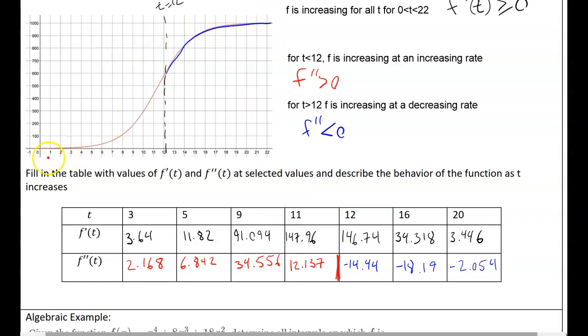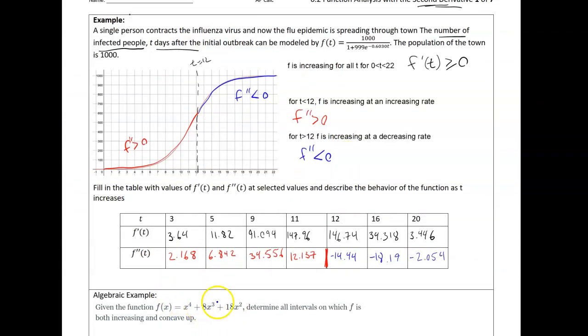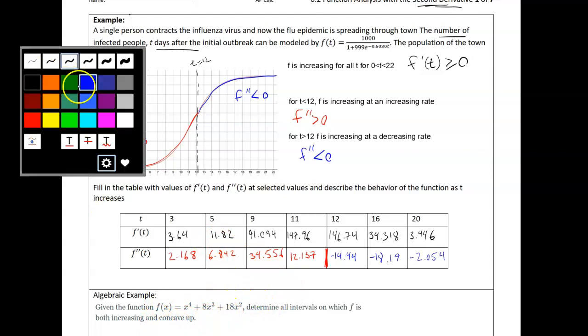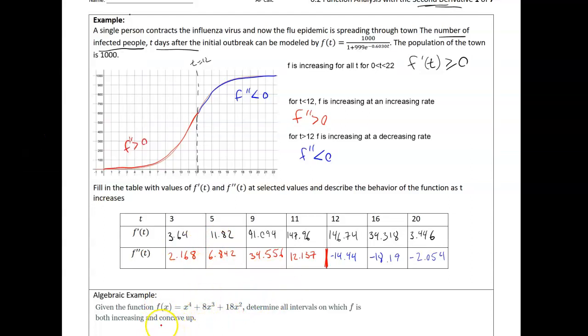Hopefully you're noticing my color scheming here. And the first half of my graph was where my second derivative was positive. So as we look at our algebraic example down here, we see we have some vocabulary that is new.